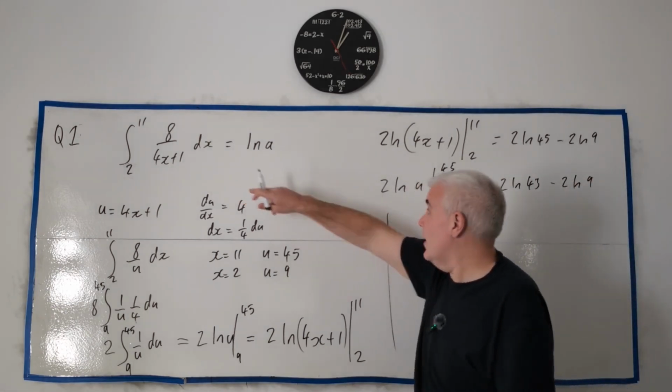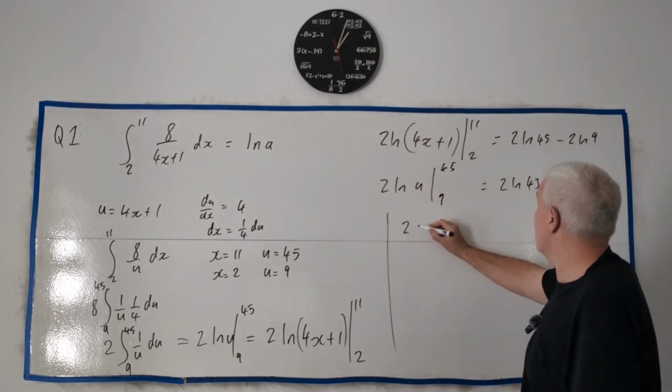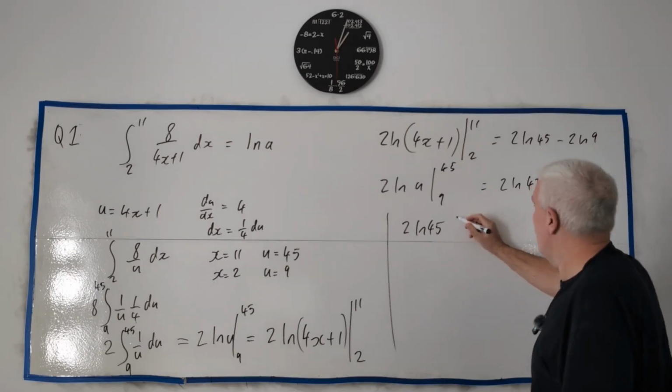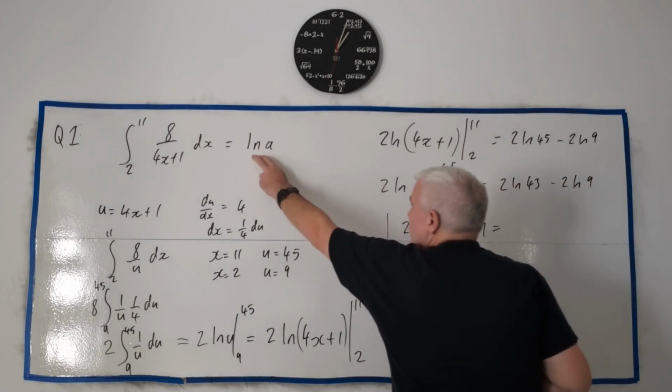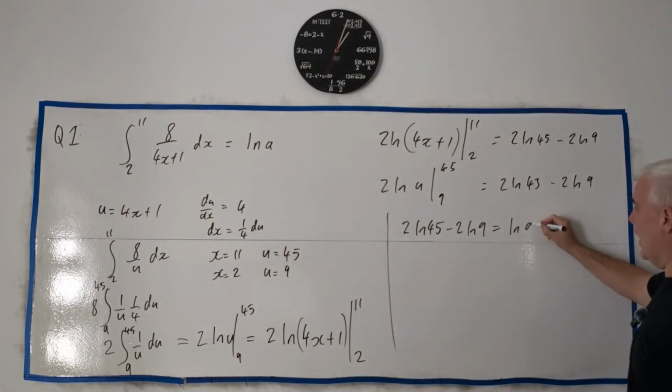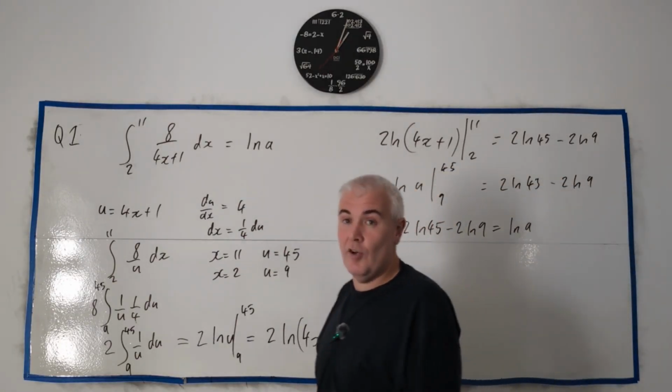Let's get back to the question. This is our answer here. I'll write just one of them because it's the same answer. 2 natural log 45 minus 2 natural log 9 is all equal to natural log A. We still just need to solve for A.